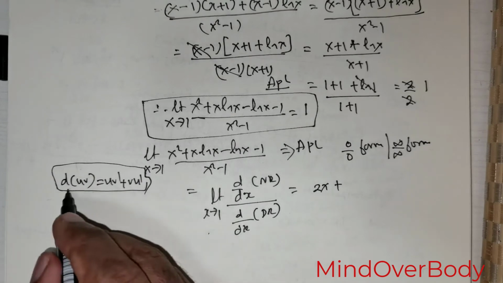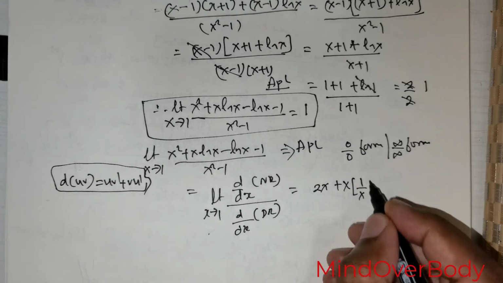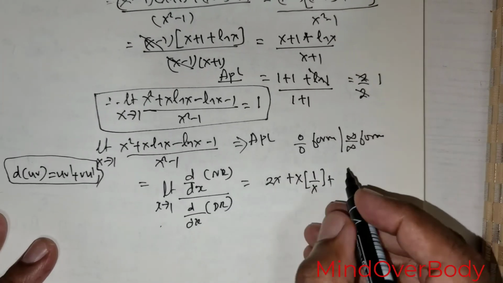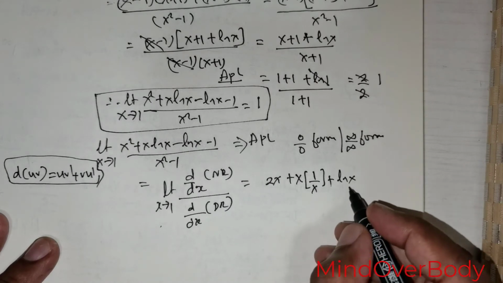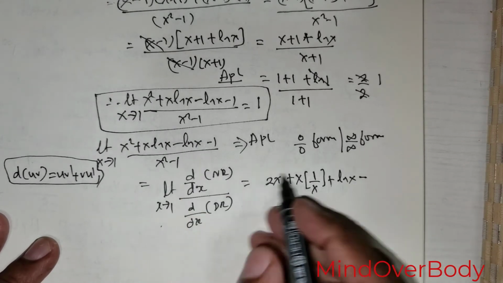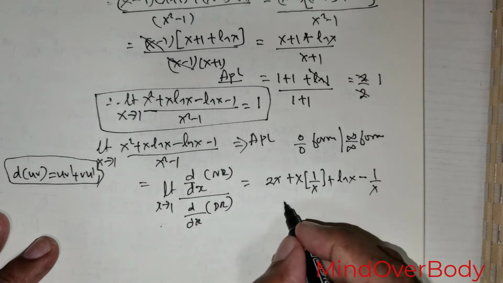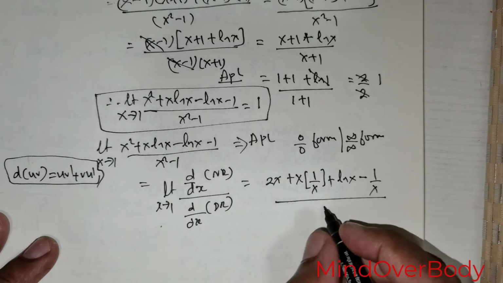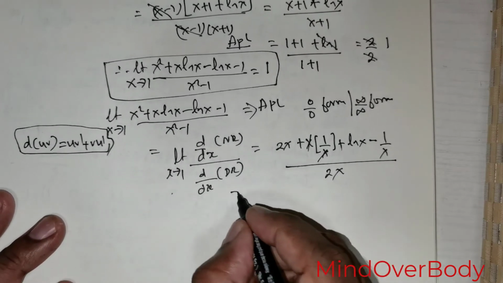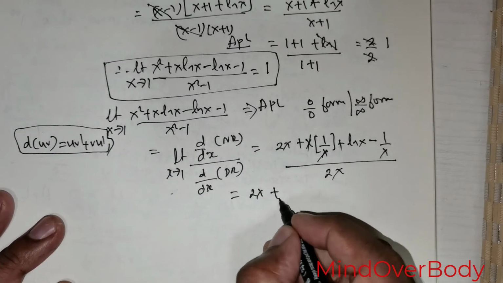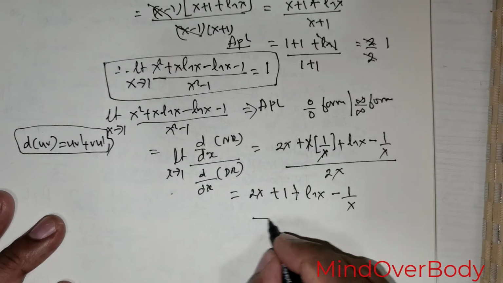So this is the product rule. It's going to be x times the differential of ln x, which is 1 over x, plus ln x times the differential of x, which is 1. So you can simply write that as ln x, followed by minus the differential of ln x, which is 1 over x. The differential of 1 is 0, so no need to write it. The differential of x squared is 2x, so x and x can be cancelled. So this is equal to 2 times x plus 1 plus ln x minus 1 over x, divided by 2 times x.